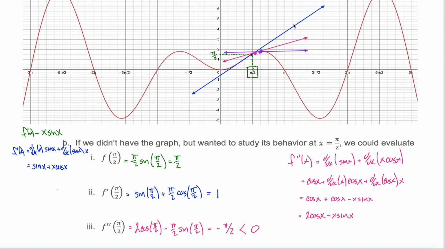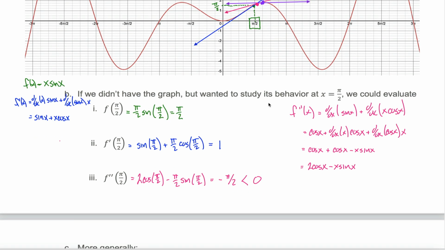The point is the slope is going from 1 to roughly 1/2 to roughly 0 as I go to the right. The slope of these tangent lines is decreasing. The change in the first derivative is negative. That's why my second derivative is less than 0 here.